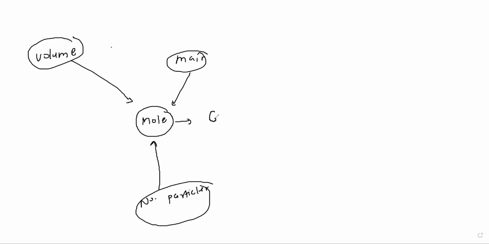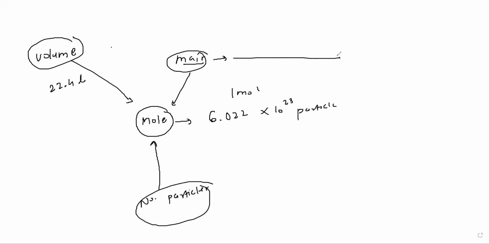Value of mole is what? 6.022 × 10^23 particles. So when you talk about the particles, it will be 1 mole. If you talk about volume, it is 22.4 liters. And mass is nothing but the molecular mass. Its mole is equal to its weight upon the molar mass. So everything is getting converted very easily into the mole.